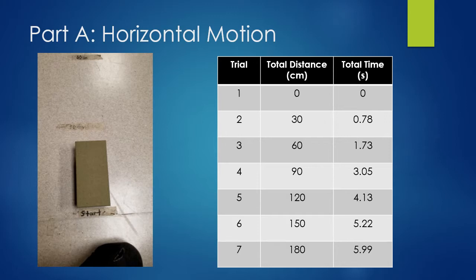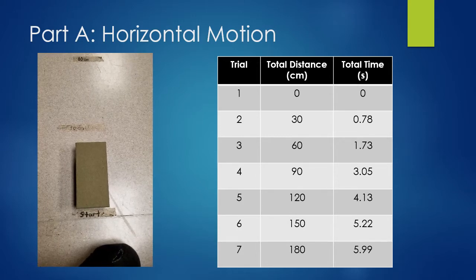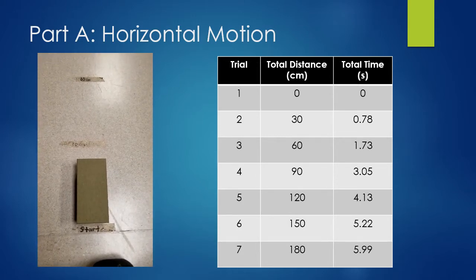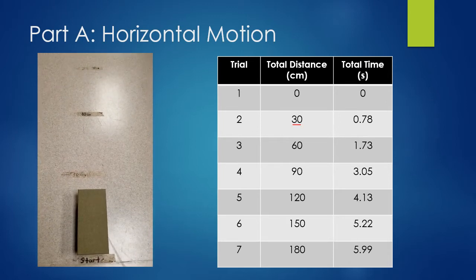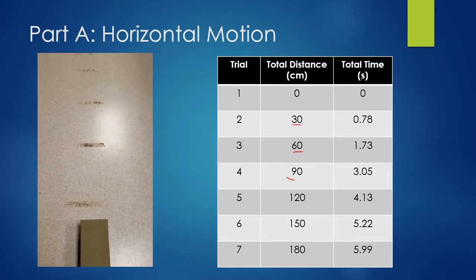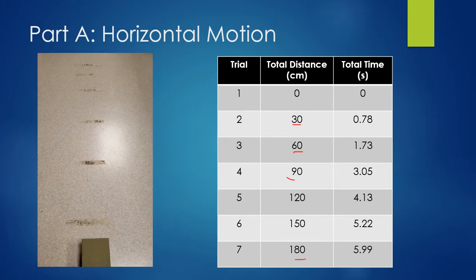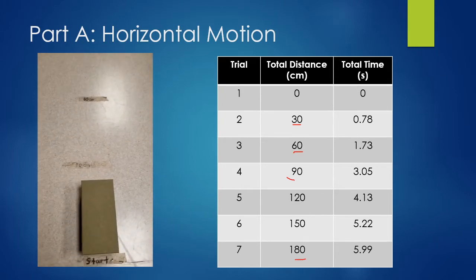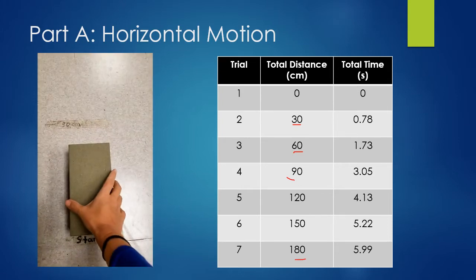You can also see that the back end of that cart is in line with a piece of tape that says start on it. So this is the starting point. You can also see that there are other pieces of tape on the floor marking off certain distances. So we have 30 centimeters, 60 centimeters, 90, all the way up to 180 centimeters away. You can see those distances reflected in the table.